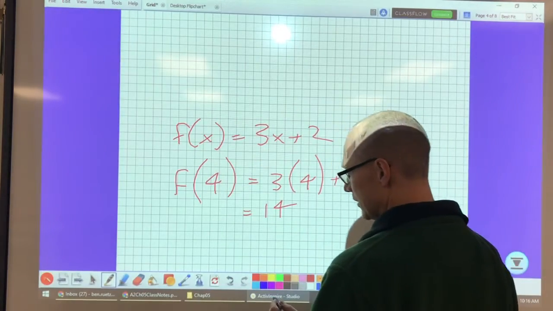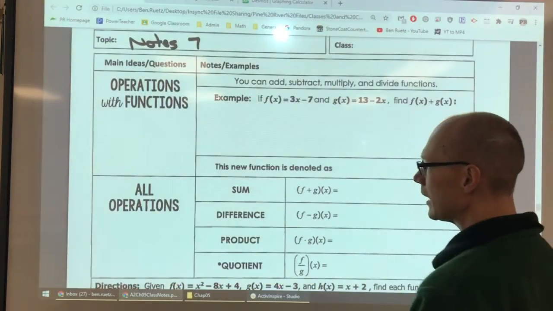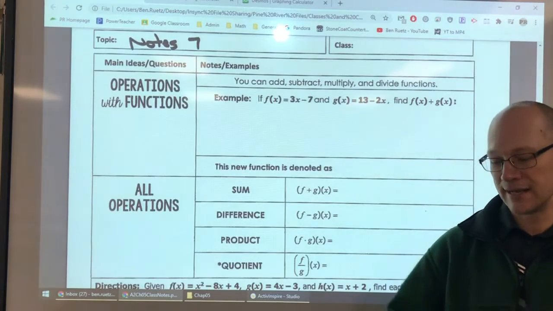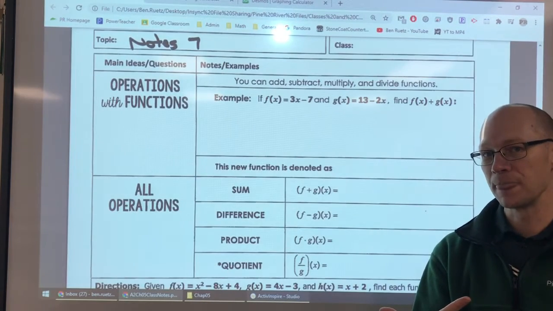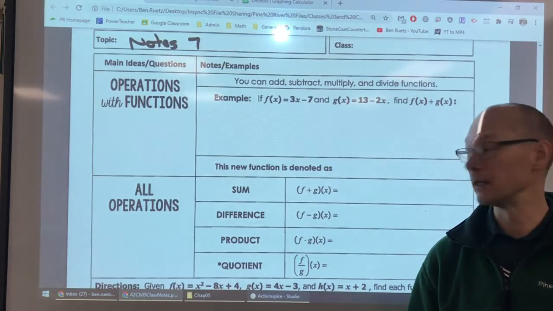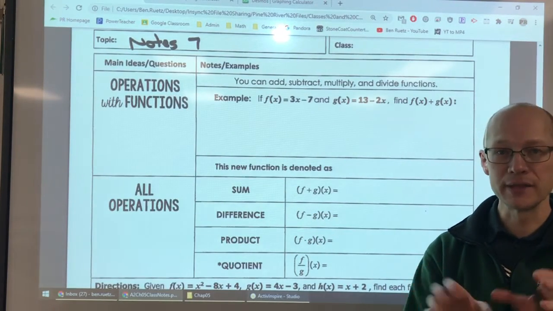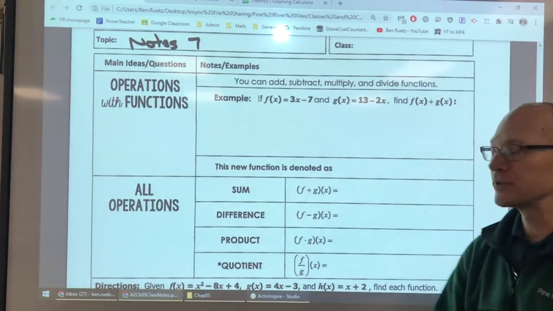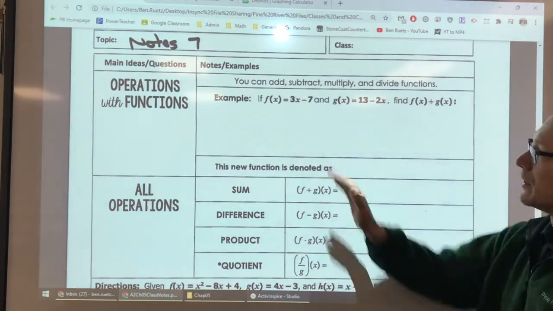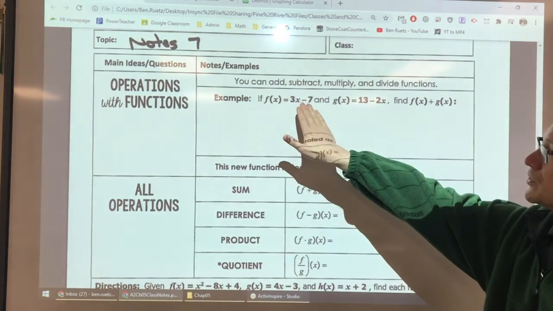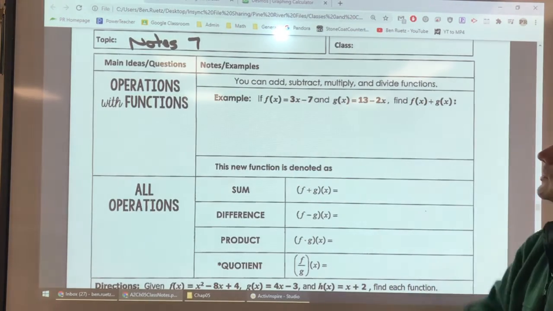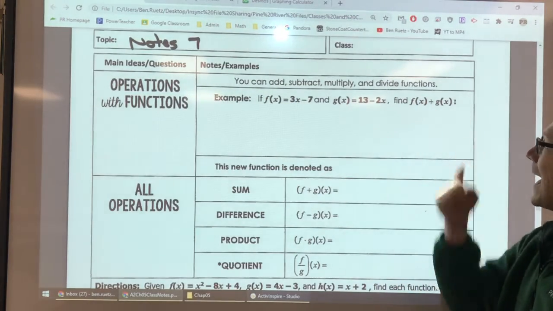So what happens if we have two functions, an f function and a g function? What could we do with those two things? Well, maybe we could add them, or subtract them, or multiply them, or divide them. And that's what this section right here is all about. If I had the two functions f of x equals 3x minus 7, and g of x equals 13 minus 2x, could I add them together?